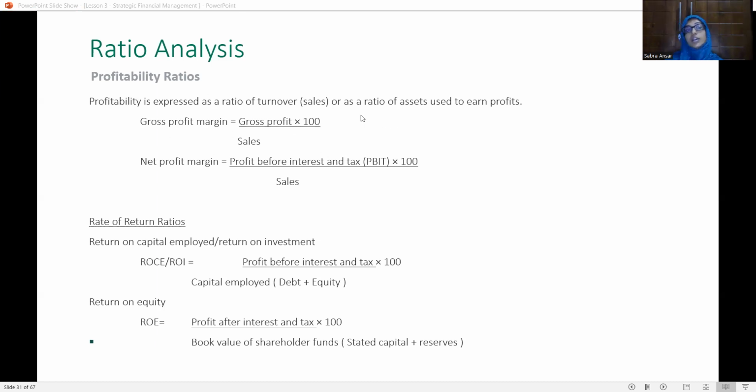In the gross profit margin, they look at the gross profit amount. As you can see, the gross profit amount will be divided by sales and then multiplied by 100.